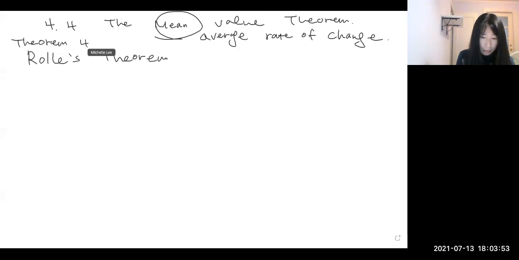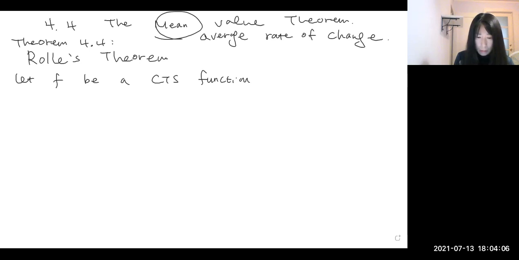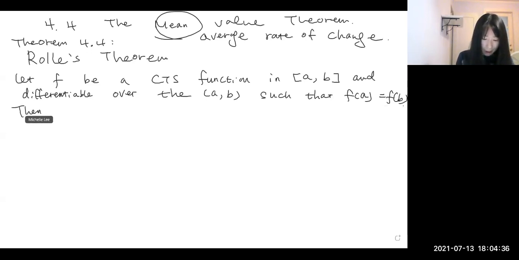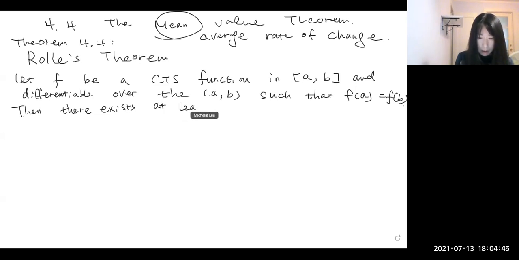Theorem 4.4. Let f be a continuous function in the closed interval [a, b] and differentiable over the open interval (a, b) such that f of a equals f of b. Then there exists at least one c in between a and b such that f prime of c equals 0.